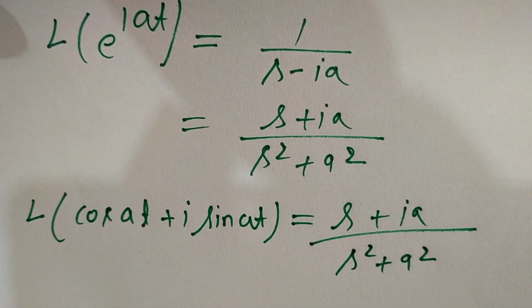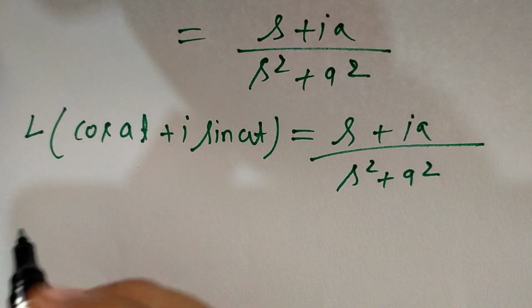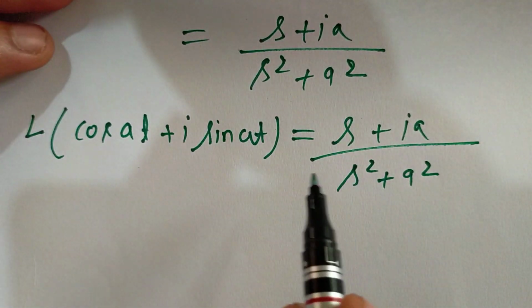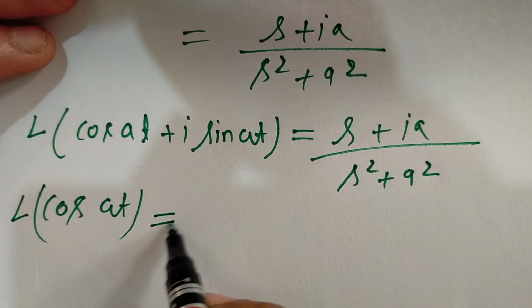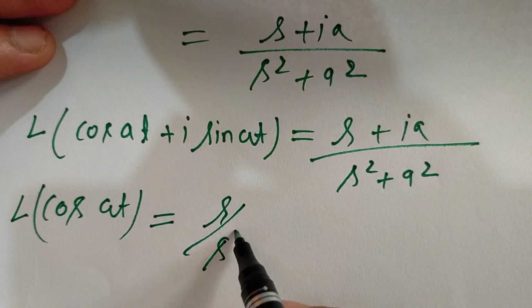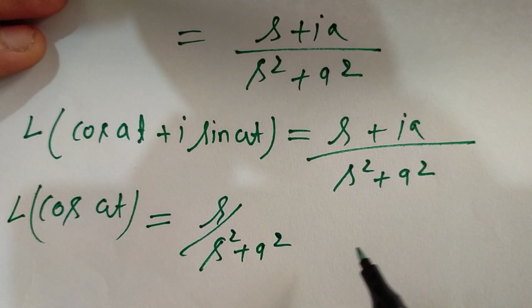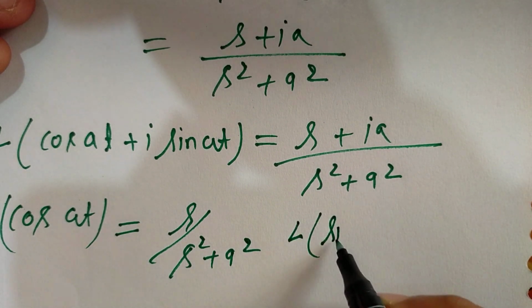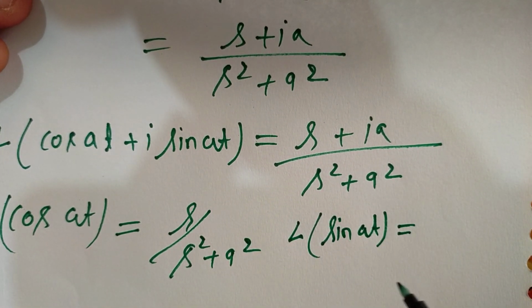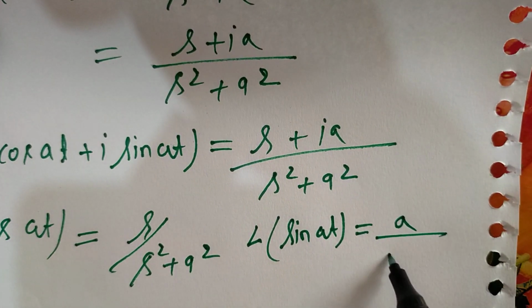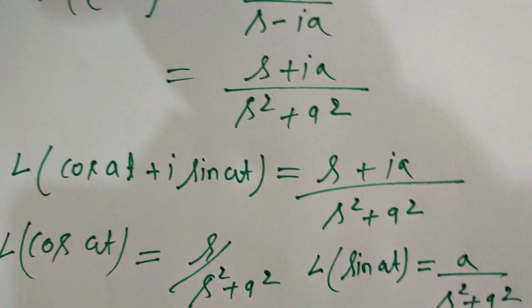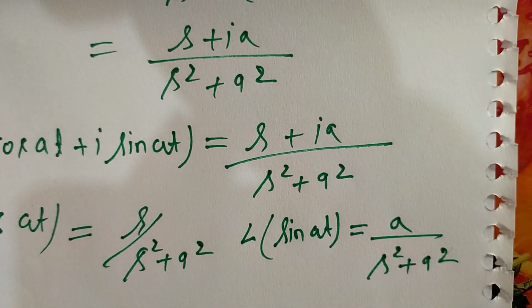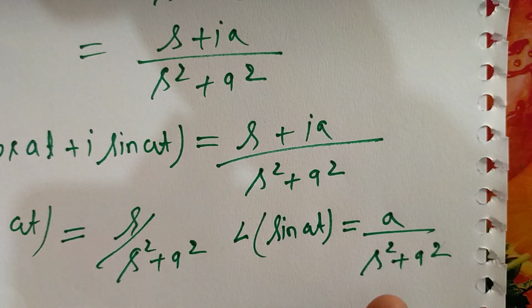And Laplace satisfies the linear property. We'll see the next step. If you compare the real part and imaginary part, Laplace of cos at equals the real part, s upon s square plus a square, and Laplace of sin at, comparing the imaginary part, is a upon s square plus a square. So Laplace of cos at equals s upon s square plus a square, and Laplace of sin at equals a upon s square plus a square.